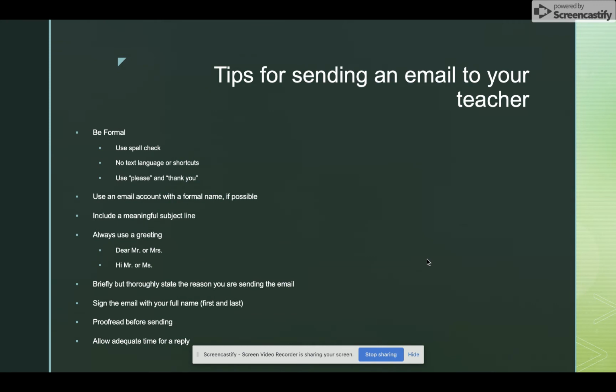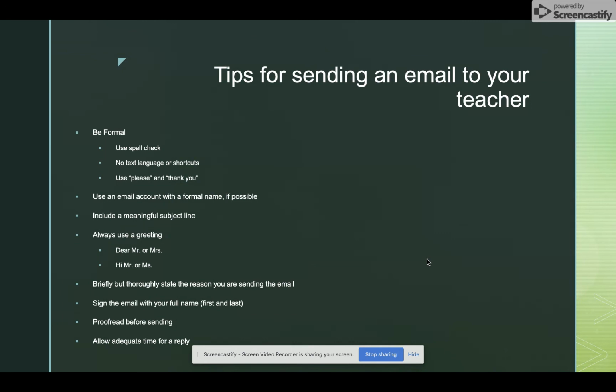The next thing we want to do is to add a subject line to our email, and not just add a subject line, but we want to add a subject line that is meaningful. So if I'm emailing my teacher and I have a question about a specific assignment, for my subject line, I may want to put "Question regarding activity 7.1 in digital literacy semester 1 class."